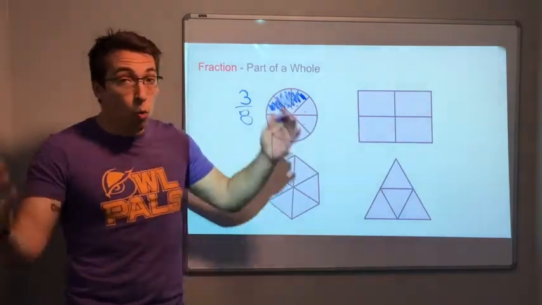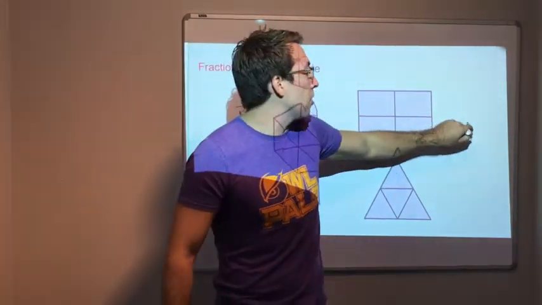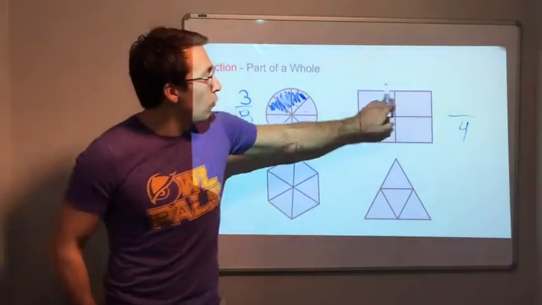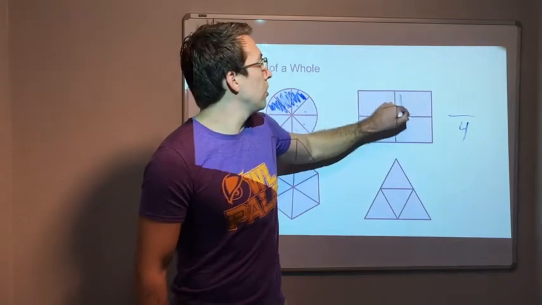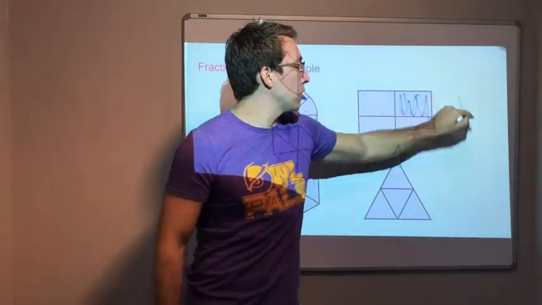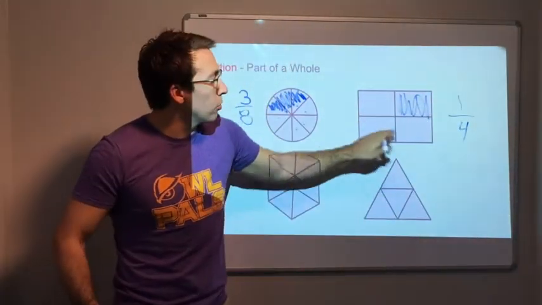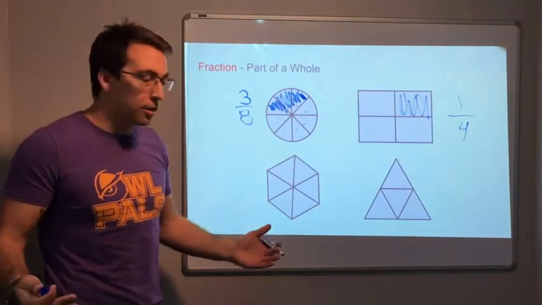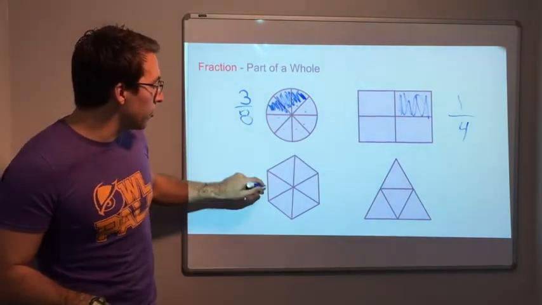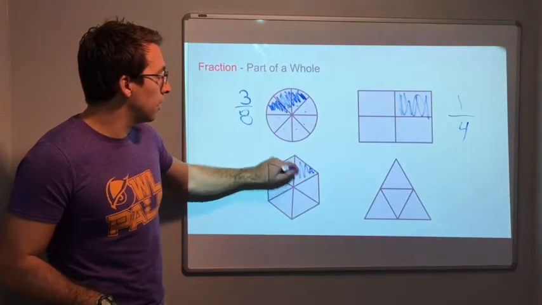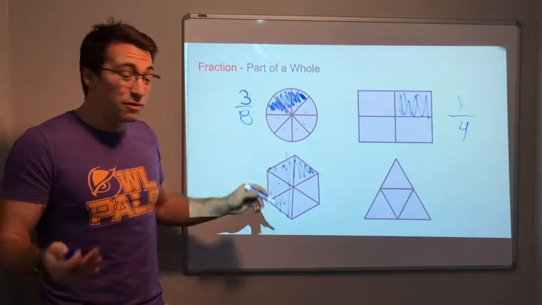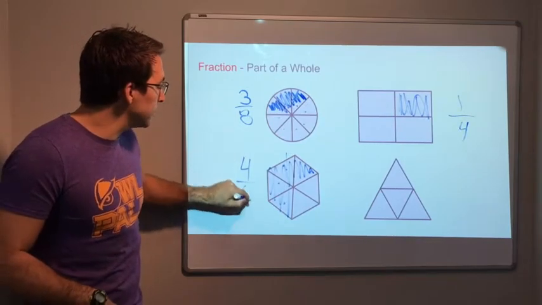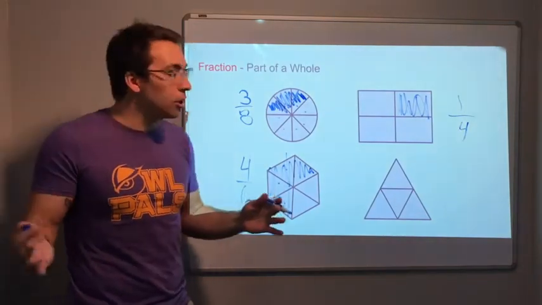Here we have one rectangle, and there are four pieces, right? So let's say if we have only one of the 4, we have a 1/4, 1/4 of the rectangle. The hexagon, we could say we have 4, 1, 2, 3, 4 out of 6. Look, 4 out of 6. So this is just an introduction to fractions.